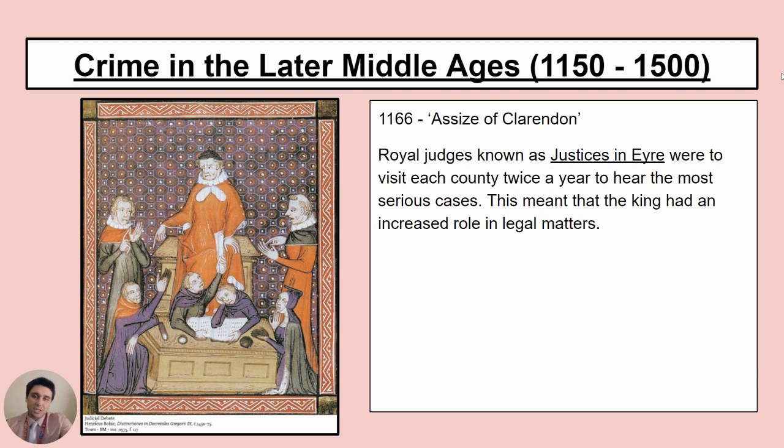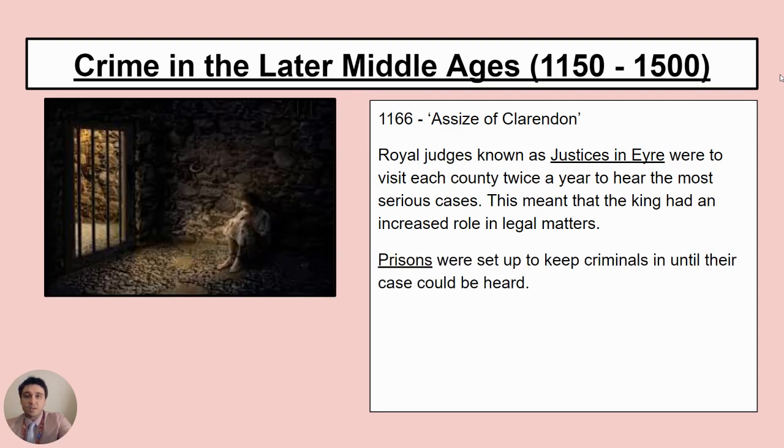This created a slight problem, because where do you hold these people until the justices in Eyre turn up, because they might not arrive for weeks? And so what we see is prisons being set up to keep criminals in until their case could be heard. You didn't really have prisons back then until this point, because usually you just either killed the person, made them pay a fine, or mutilated them with corporal punishment. Now we are seeing people being held in prisons more often.